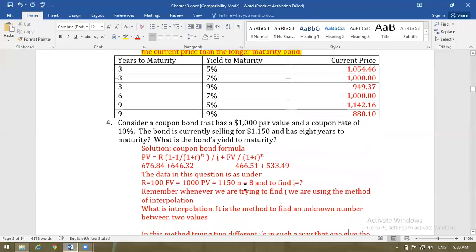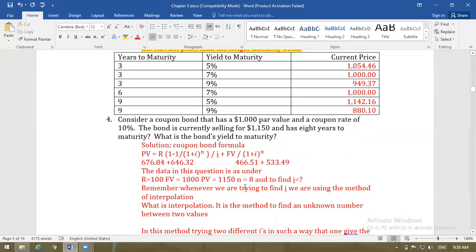Next, consider a coupon bond that has a 1000 par value. Par value means face value; par value is the second name of face value. And a coupon rate of 10%. The bond is currently selling for 1150 and has 8 years to maturity. What is the bond yield to maturity?